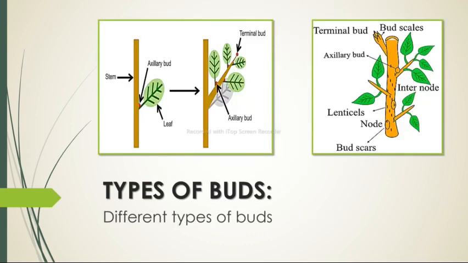Types of the buds include the different types of the buds. So this is stem, this is axillary bud, and this is leaf. This is terminal bud, and this is axillary bud. In the second figure, you can see that these are bud scales, and this is a terminal bud, which includes the axillary bud. This is internode, this is node, and these are bud scales, and this is lenticels, as shown in the figure.